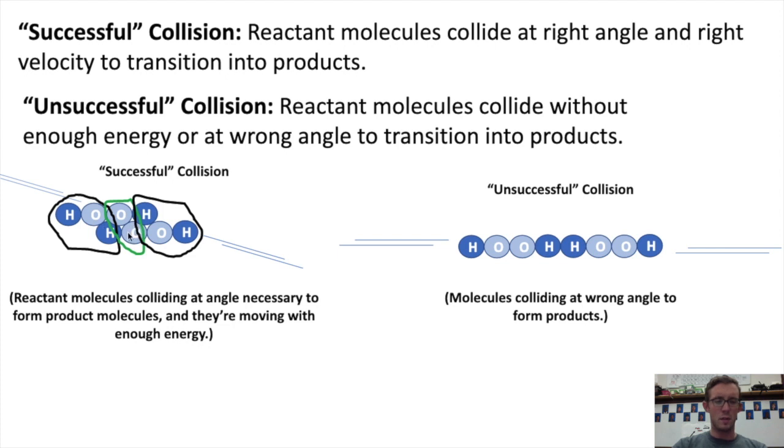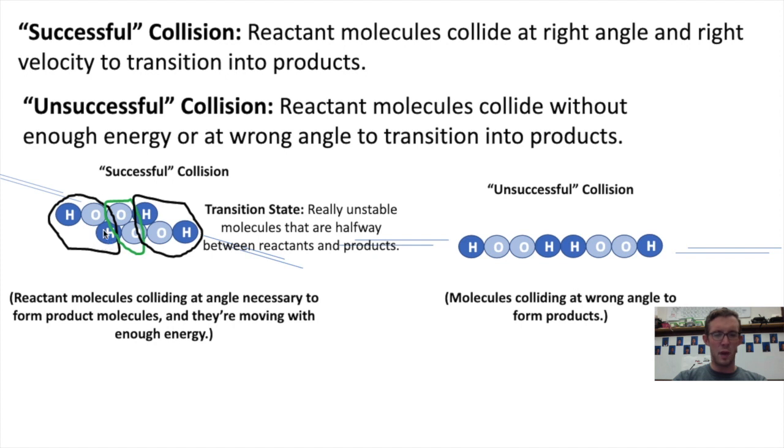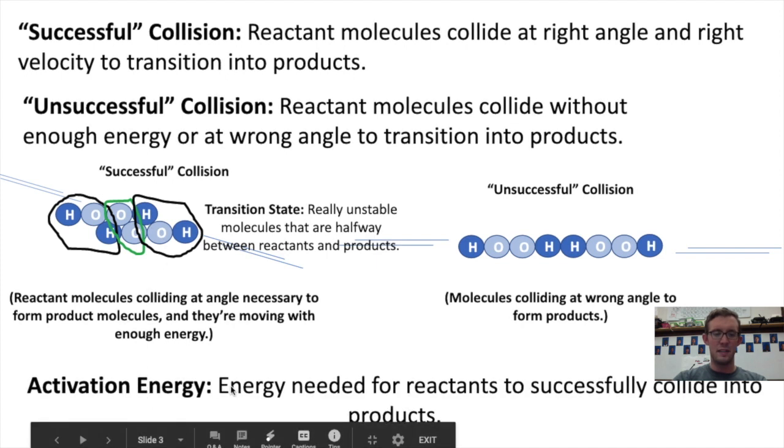And so scientists will call the molecule that's formed just at the moment of collision, for a split second, this molecule that's halfway between the reactants and products, they'll call that the transition state. And they call the amount of energy that's required to collide the reactants and transition them into the products the activation energy. That's the energy that's needed for a reaction to occur.